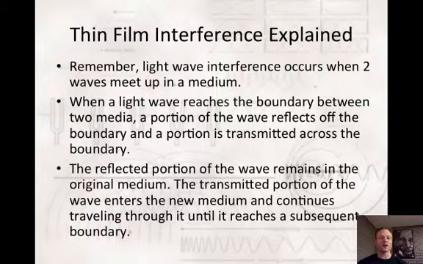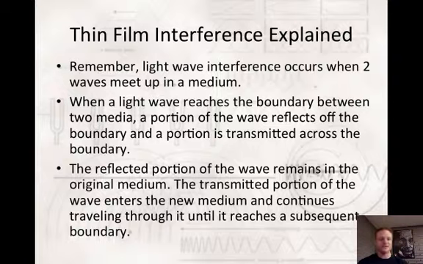Okay, so when a light wave reaches a boundary between two media, for instance, light that's in air reaches a water boundary, a portion of the wave will bounce off of the water and just stay in the air. But another portion of it is transmitted across the boundary and enters into, say, the water, or whatever that new medium is. So this reflected portion stays in the air, which is what we'll be talking about primarily. And the transmitted portion enters the new medium and continues traveling through it until it reaches the end of that boundary.